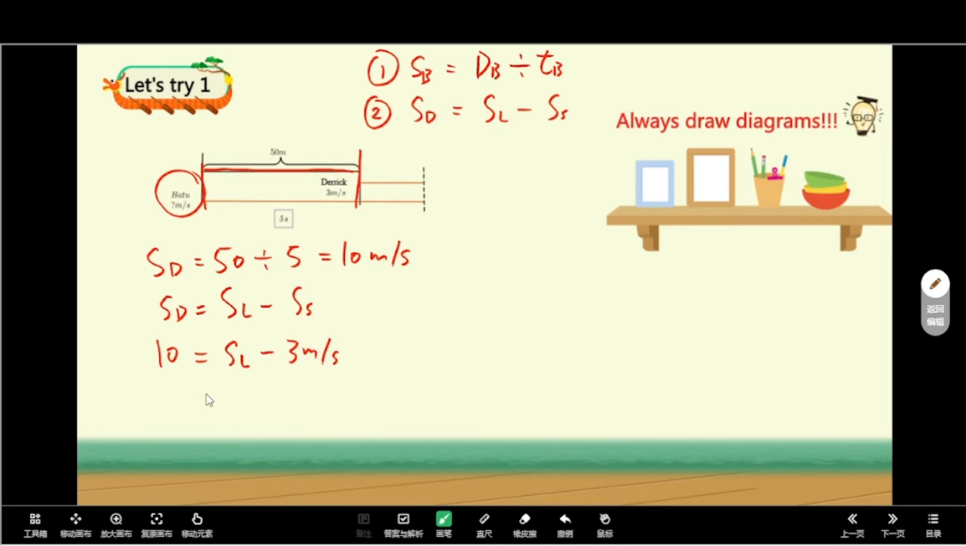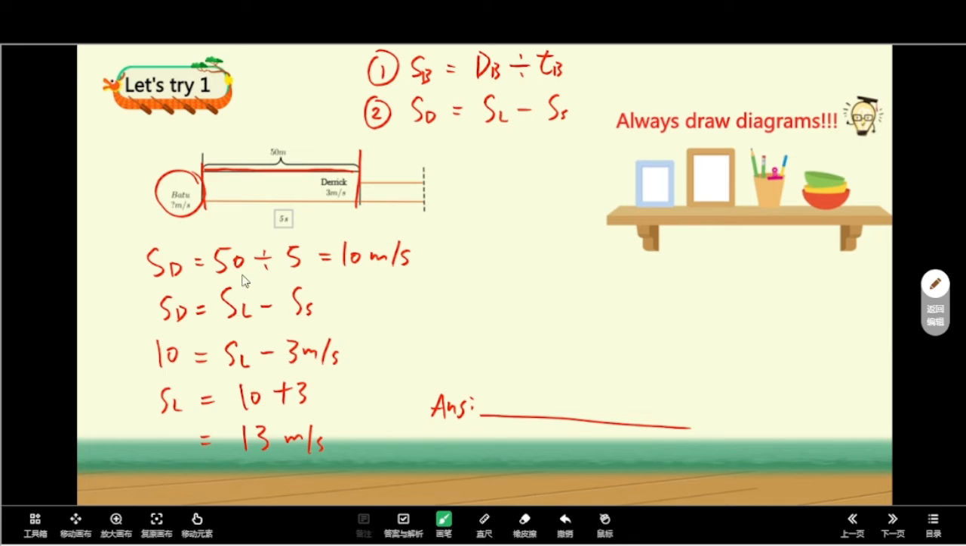And this seems very easy. How many minus 3 equals 10? Yes, so you can use 10 plus 3, which equals 13. And the unit should be meters per second. Then lastly, write down your answer to finish this question.